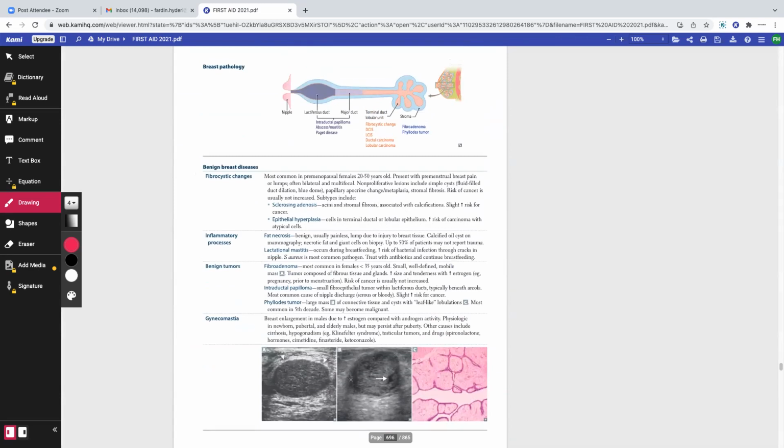Now, are we ready to begin the breast pathologies? Is everyone ready? Yes or no? Okay, Dr. Noon Mohammed is ready. Is everyone else ready? Yes or no? Okay. So let's begin with breast pathology.